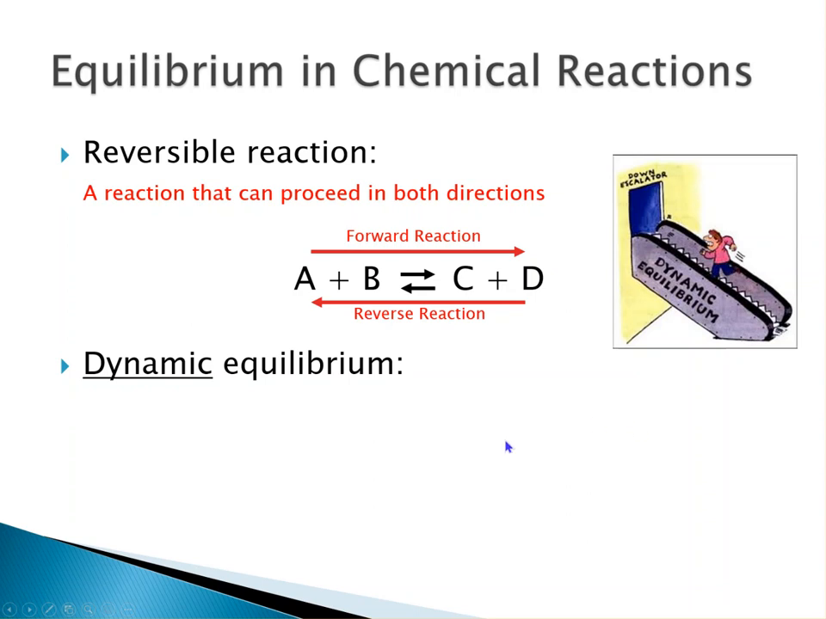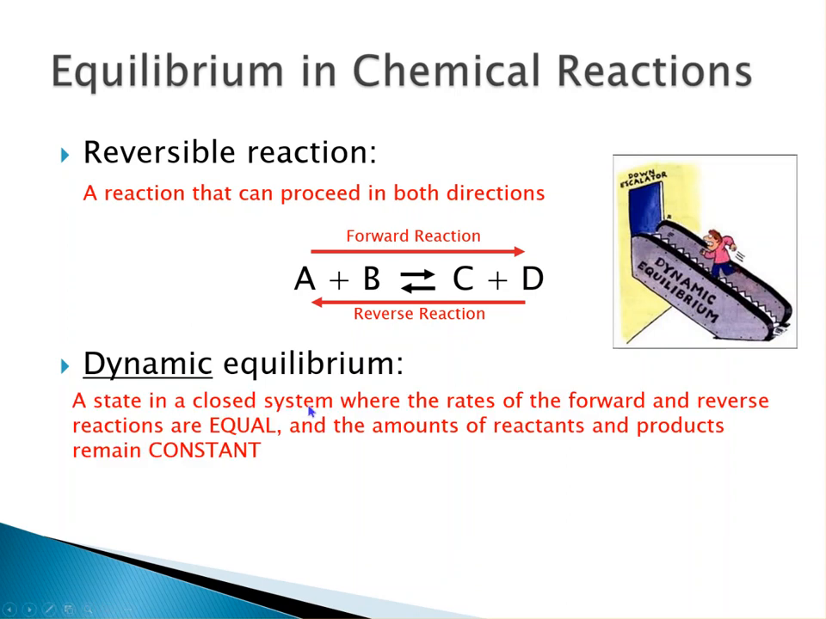So now let's go ahead and define what we mean by equilibrium. The word equilibrium essentially means balance. So a system that's in a state of dynamic equilibrium will be in a closed system because the rate of the forward and reverse reactions are equal, and the amounts of the reactants and products stay the same.